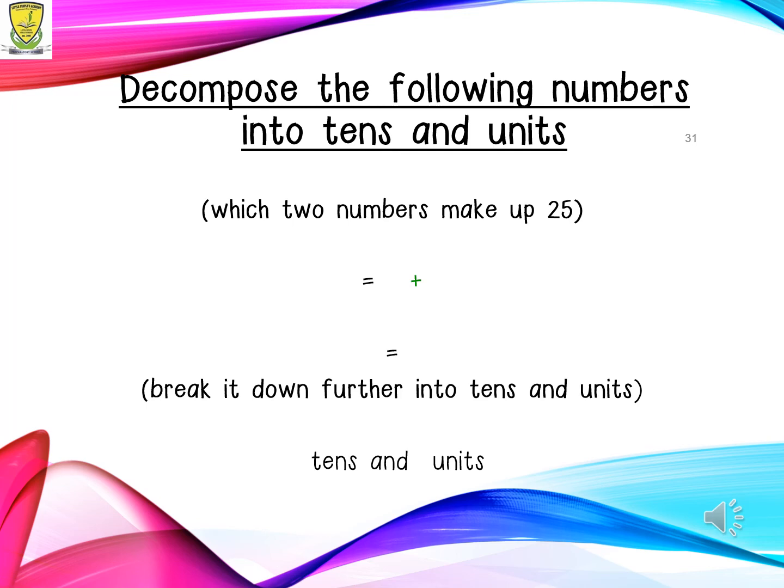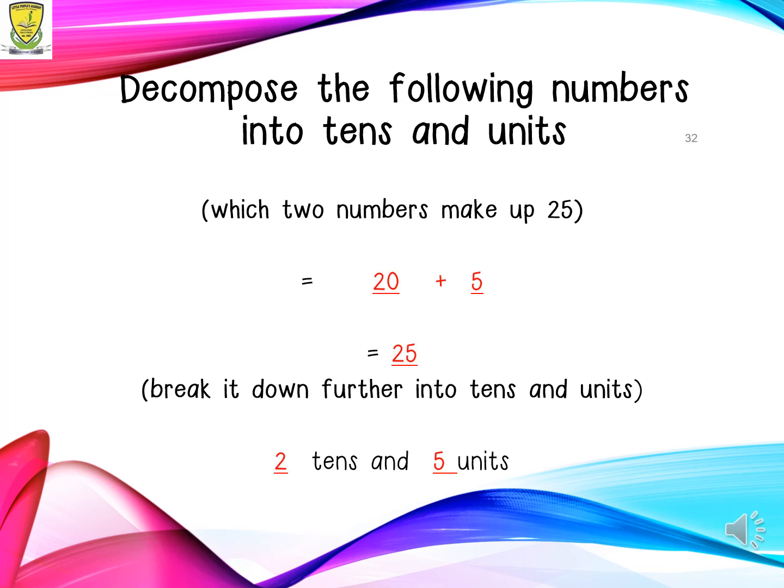So it says, which two numbers make up 25? Thereafter, it says, break it down further into tens and units. So children, when we break up the number 25, we will say 20 plus 5, which makes 25. So 25 has 2 tens and 5 units.